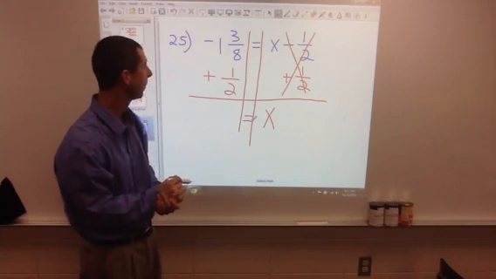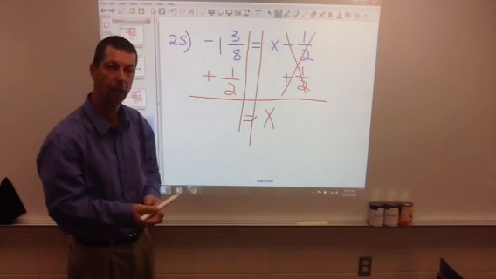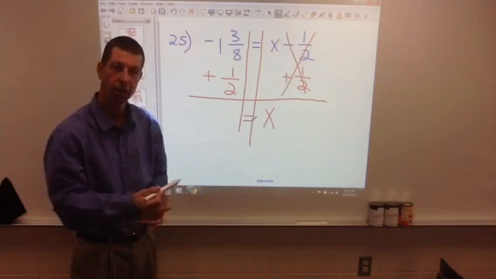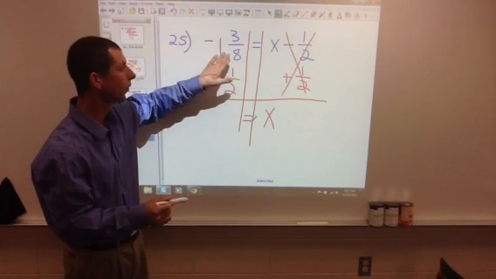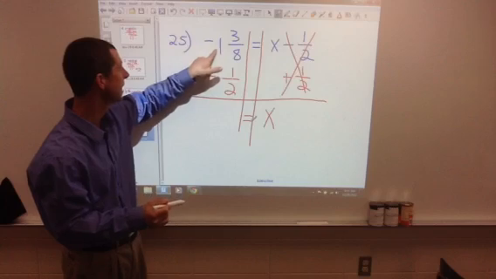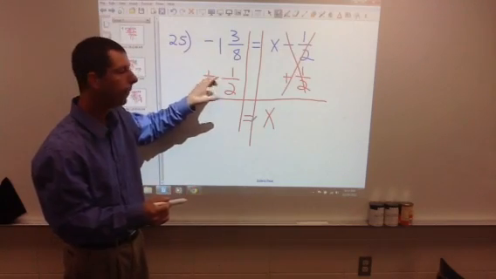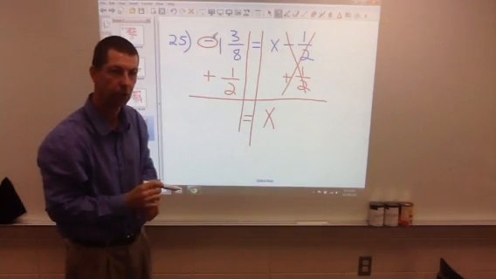Okay, if you have a negative plus a positive, you have to subtract and put the sign of the number with the larger absolute value. Or, in other words, the number that's furthest from 0 on a number line. Okay, the number that's furthest from 0 on the number line is negative 1 3/8. So I have to subtract, and my answer is going to be negative because this number is further from 0 on the number line.